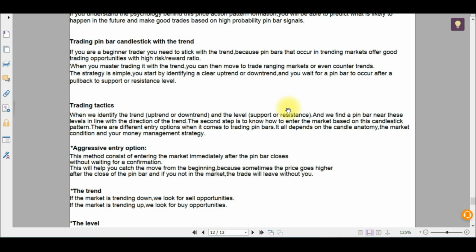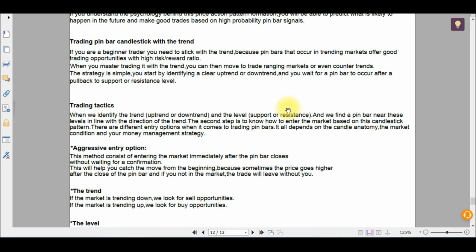When you master trading it with a trend, you can then move on to trading ranging markets or even counter trends. So the strategy is very simple. You start by identifying a simple uptrend or downtrend, and you wait for a pin bar to occur after a pullback to a support or resistance level on your chart.